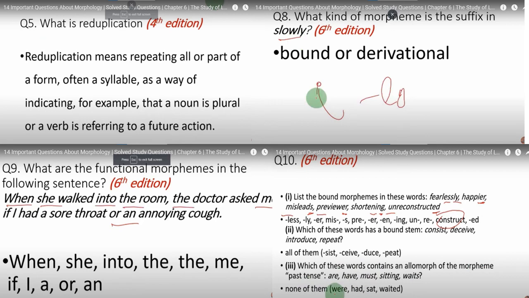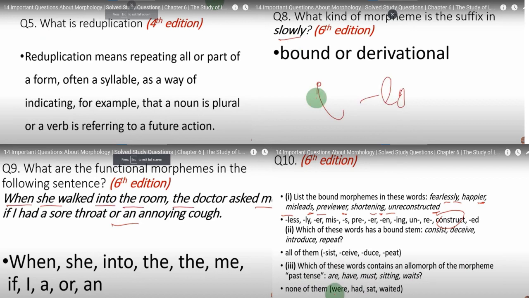Question number 8. What kind of morpheme is the suffix in the word slowly? So there are two kinds of morpheme there, bound and derivational. Both are there. As you know, the word slow is an adjective. When we add ly, it becomes an adverb.